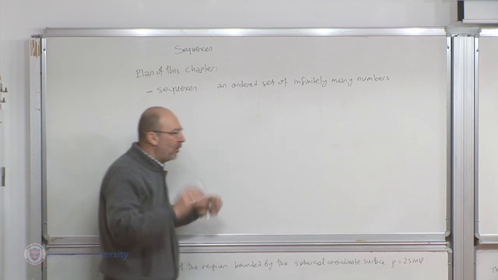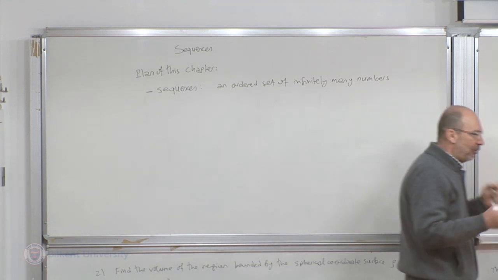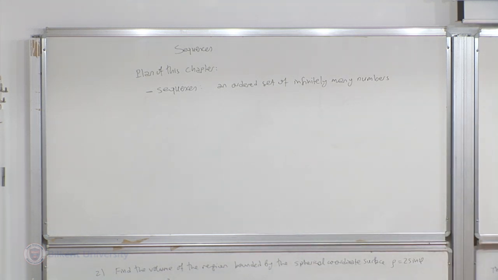So if you say I'll throw heads and tails every time, and the nth term is the result of the nth outcome, okay, so we will not take it as a sequence.